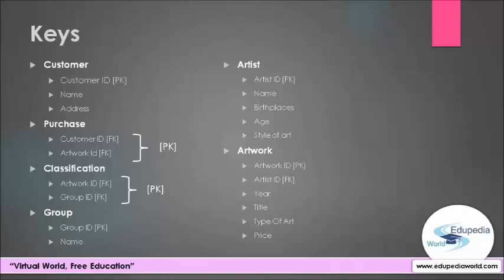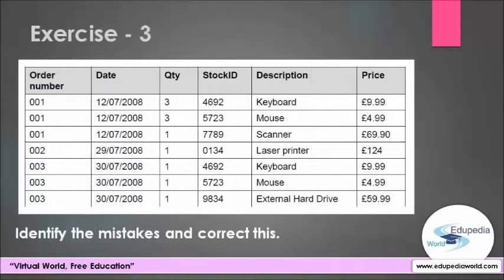Yes, we have completed the second exercise. Hope your answers are correct as these. And now for the third exercise, imagine your local computer shop wishes to record its sales in a database. So here is a handwritten list of sales produced by the salesman. What you need to do is identify the mistakes in here and correct it. So what kind of mistakes can you identify in here?